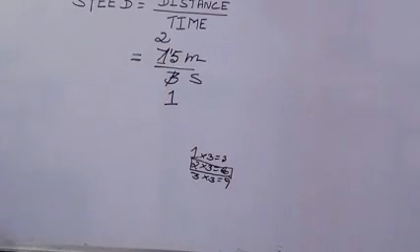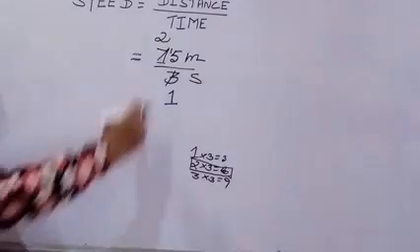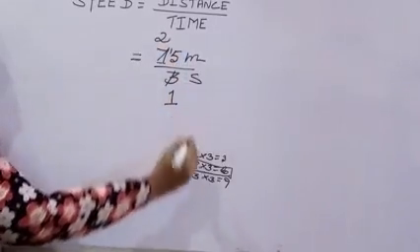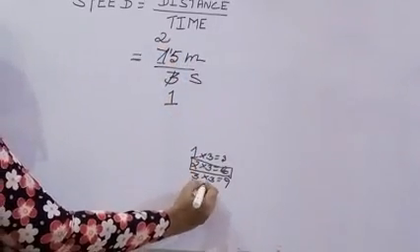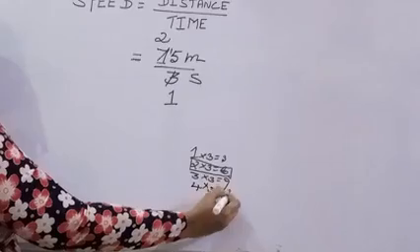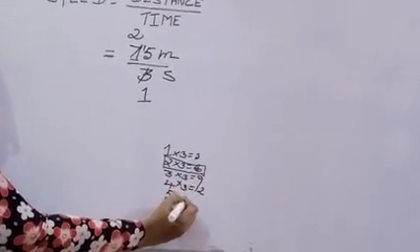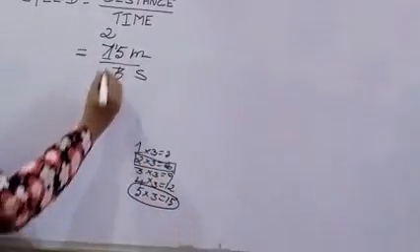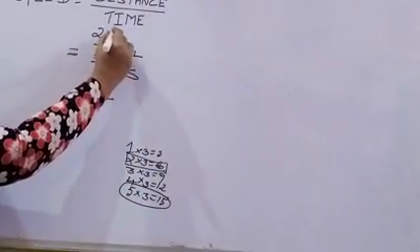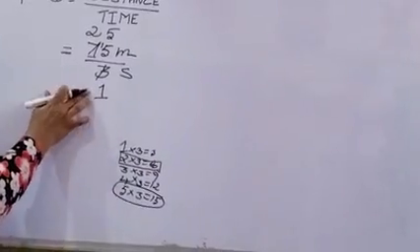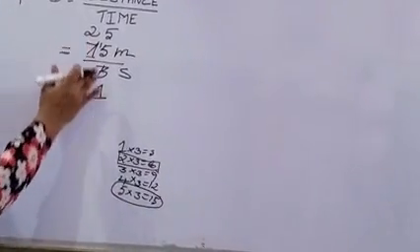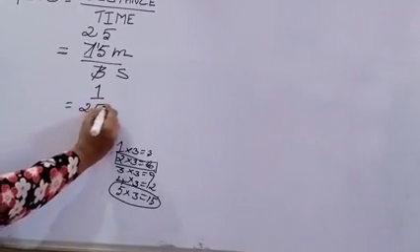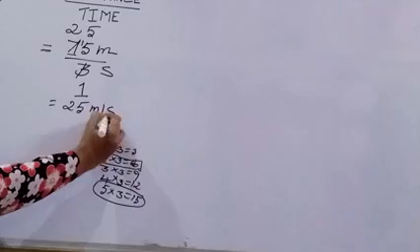Now you get 15. How many times 3 in 15? 4 3s are 12 and 5 3s are 15. So how many times, children? 5 times. So in the numerator you get 25 and in the denominator 1. So how much do you get? 25 meters per second.